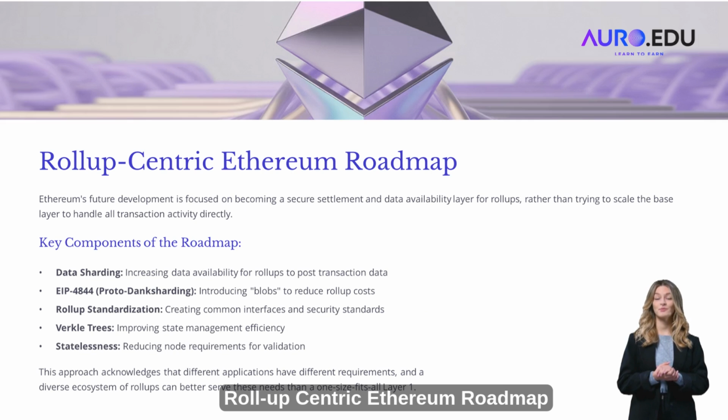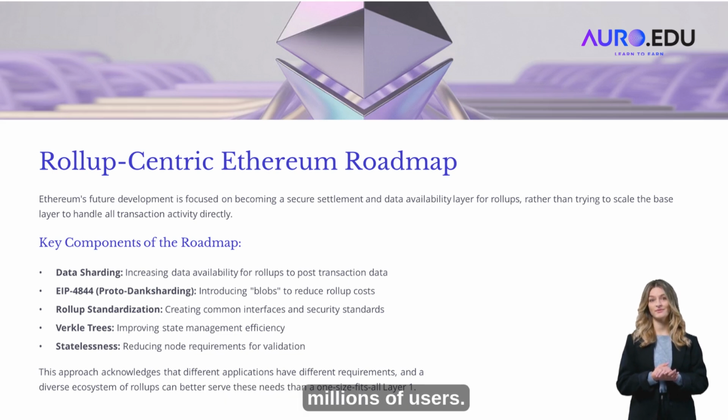Rollup-centric Ethereum roadmap. Ethereum's future is focused on rollups. Instead of making Layer 1 super fast, Ethereum will act as a secure base. Rollups will handle most user activity, while Ethereum ensures trust. This vision is called the Rollup-centric roadmap. It's a step towards scaling Ethereum for millions of users.